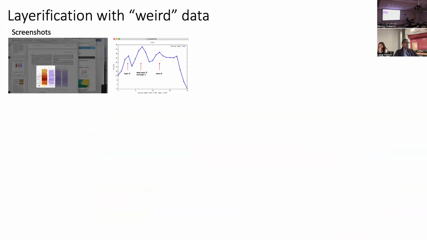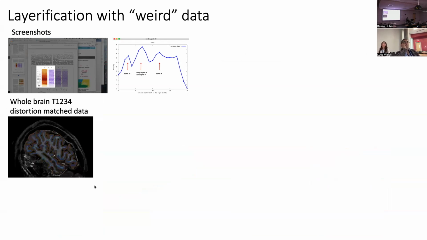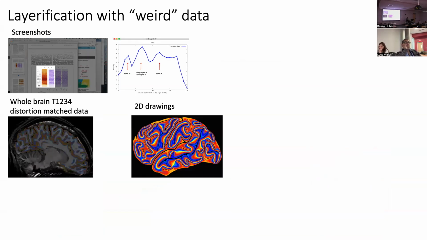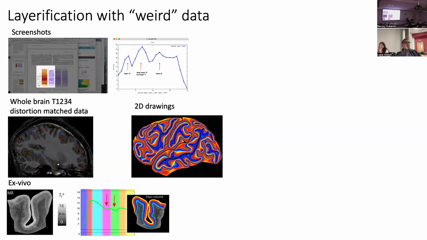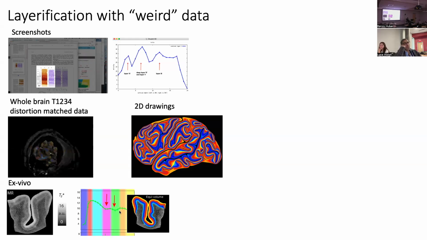What I mean by that specifically is that you can basically take a screenshot of your paper and then make a 2D layer out of that and just plot the gray values of that. You can run it through distortion-matched whole brain and EPI data if you want to. You can just draw something in 2D and run LayNii on it and put it on your t-shirt if you want, or these ex vivo slices that John also showed.